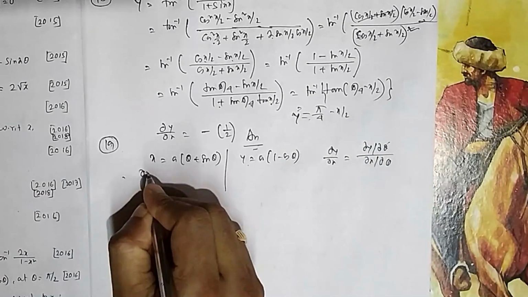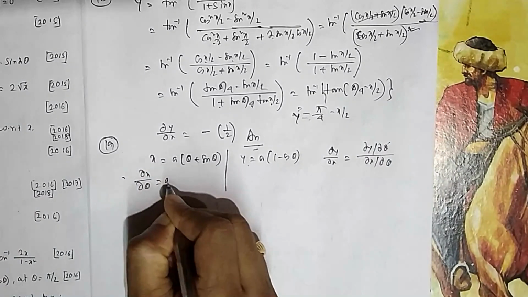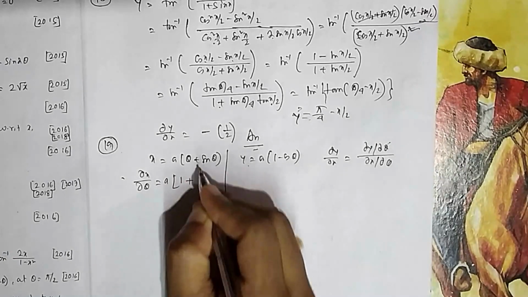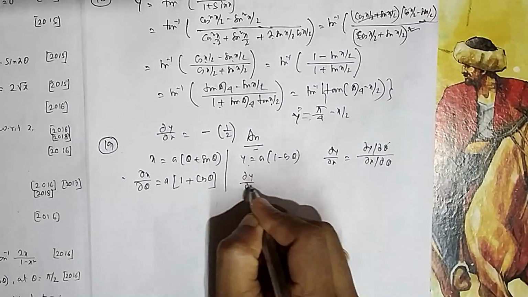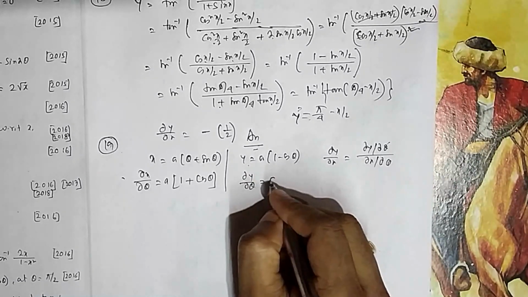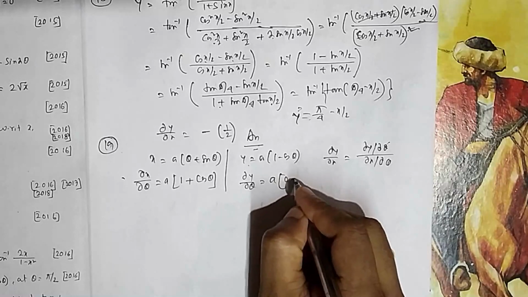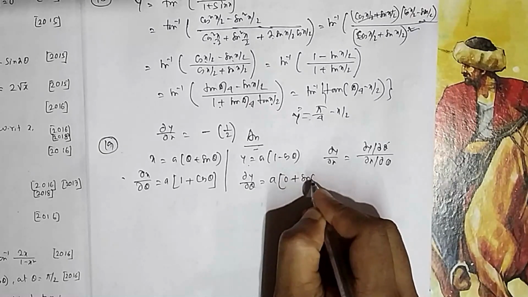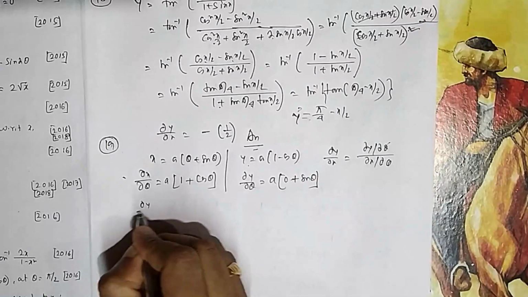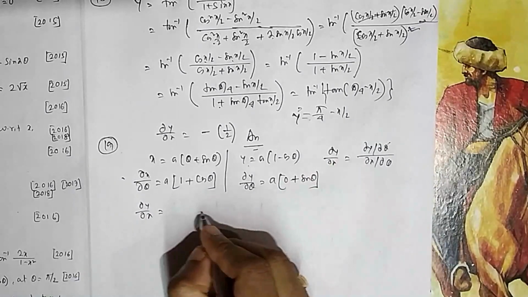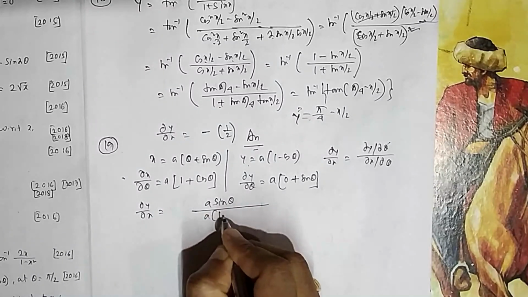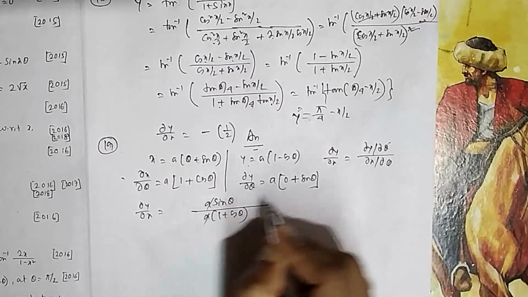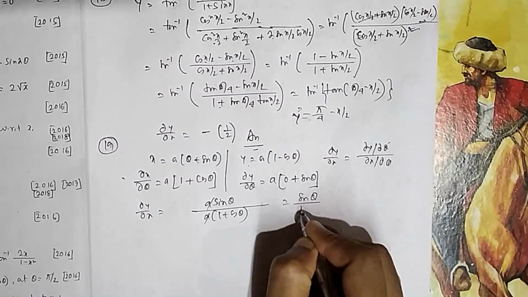So if you do dx/d theta, a differentiation of theta is 1 with respect to theta, sin theta is cos theta. dy/d theta, differentiation of a is constant, outside, 1 is 0, cos theta is minus sin theta, so it will be plus sin theta. So your dy/dx will be equal to dy/d theta, that is a sin theta divided by a into (1 plus cos theta). A gets cancelled, so the answer is sin theta by 1 plus cos theta.